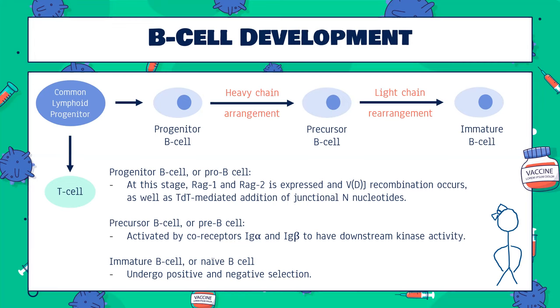You don't necessarily need them afterwards when you're using an immature B cell that has now become a plasma cell. You don't need the IgA alpha and IgA beta anymore. But in order to activate this antibody for it to be functional as a precursor B cell, you need to have the co-receptors IgA alpha and IgA beta. Does that answer your question?